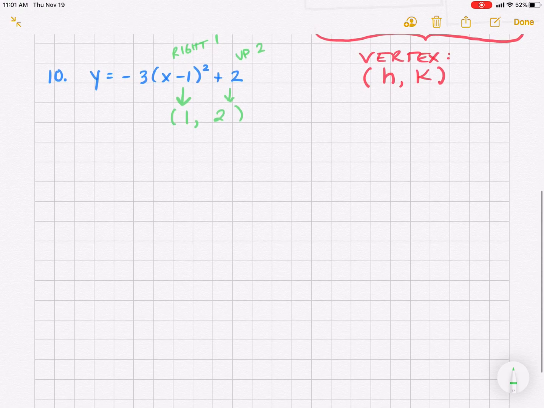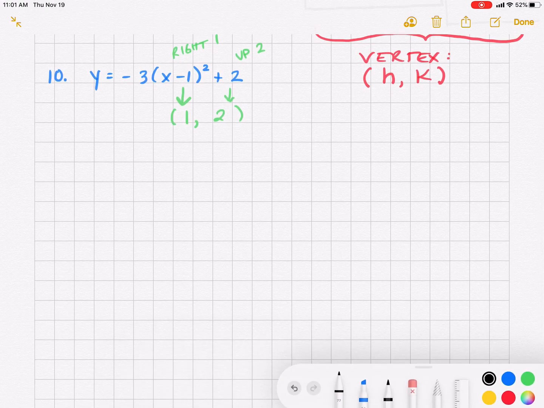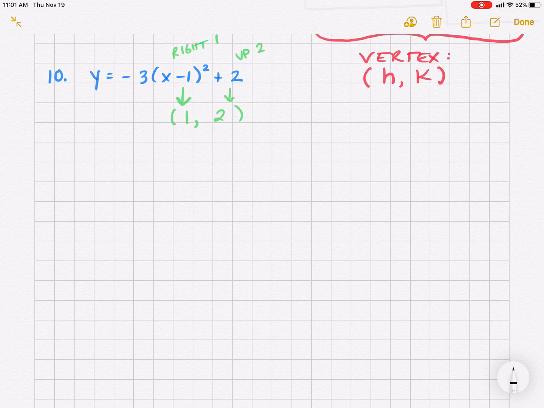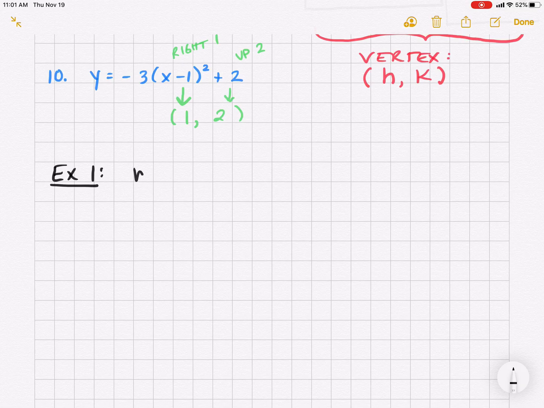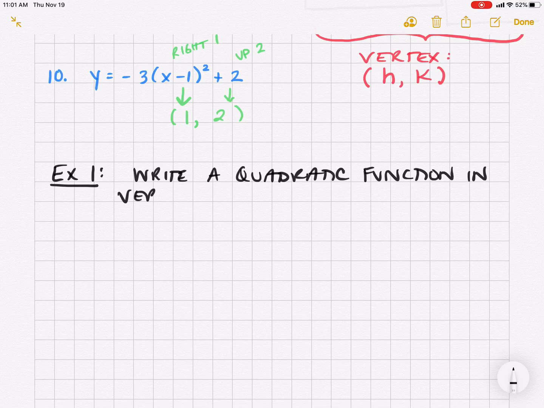So the last thing that I want to do in these notes, we're going to talk more about the graphing in class, because it's a little bit easier to hear that in person. But what we're going to do to finish up these notes is let's do an example of how we could write a quadratic function in vertex form. So let's write a quadratic function in vertex form.